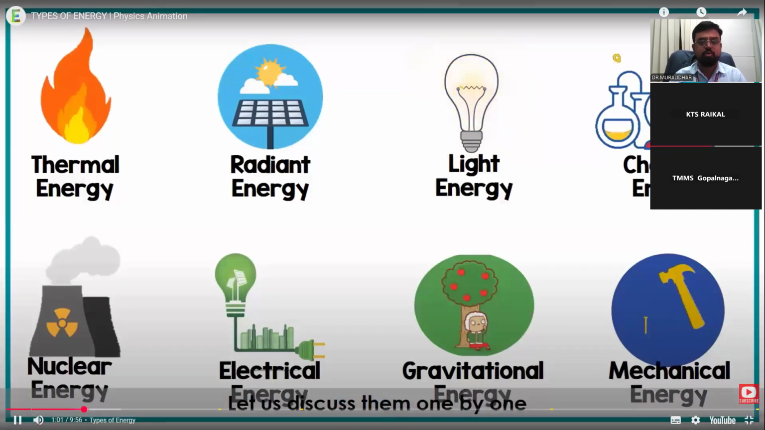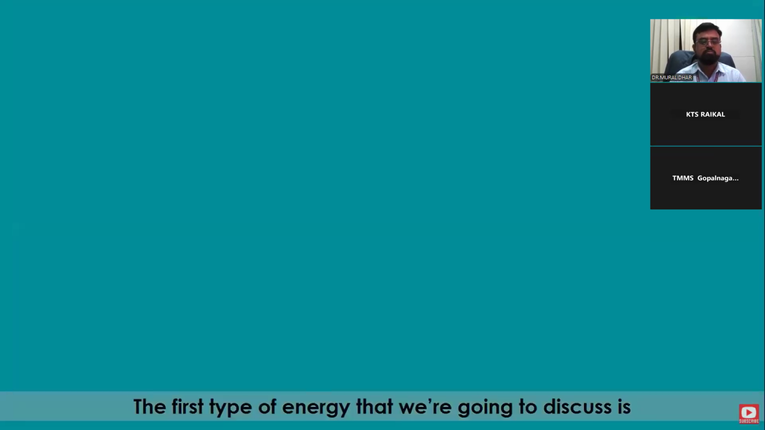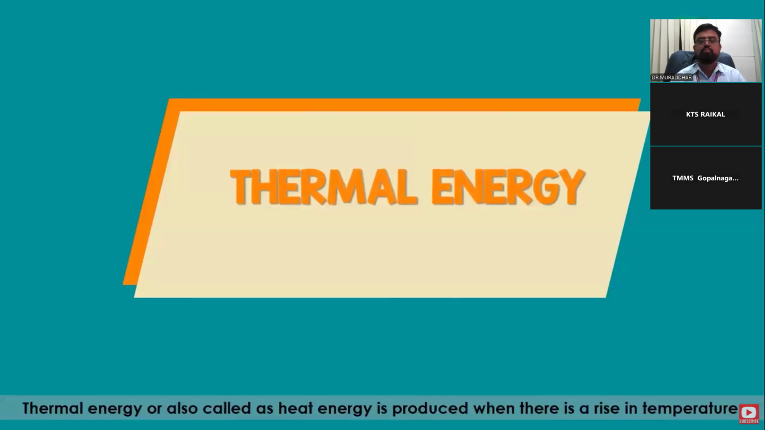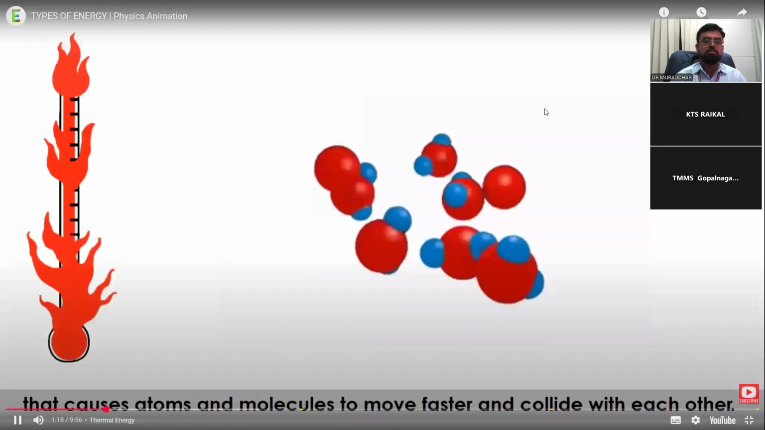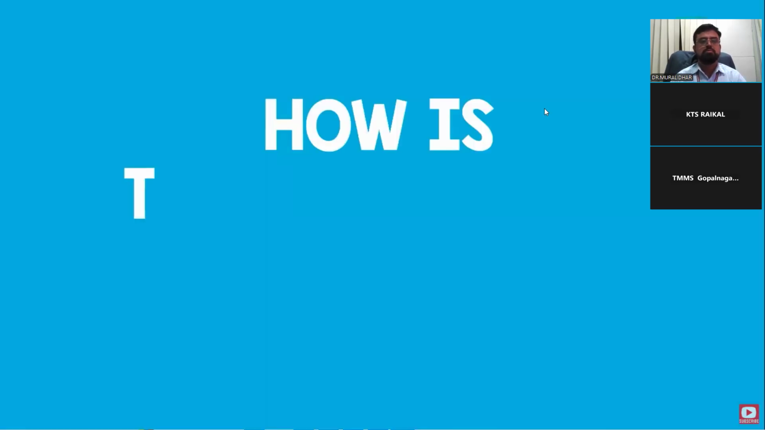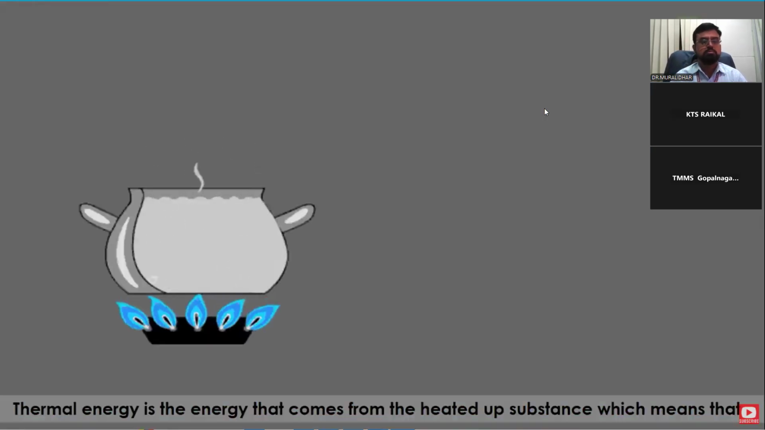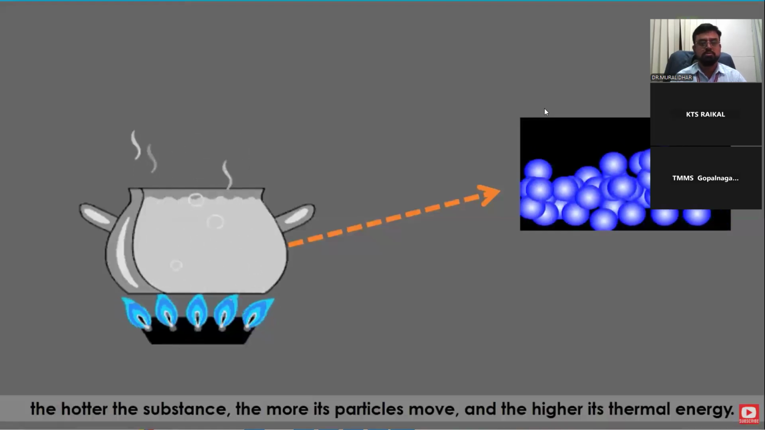Let us discuss them one by one. See, clearly they explain. The first type of energy that we're going to discuss is thermal energy. Thermal energy, also called heat energy, is produced when there is a rise in temperature that causes atoms and molecules to move faster and collide with each other. But how is thermal energy produced? Thermal energy is the energy that comes from a heated-up substance, which means that the hotter the substance, the more its particles move, and the higher its thermal energy.